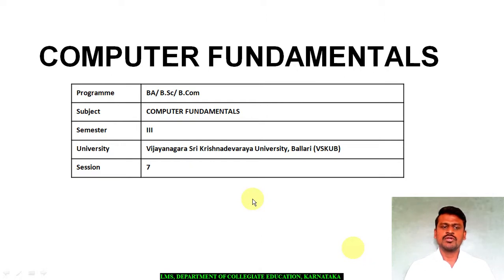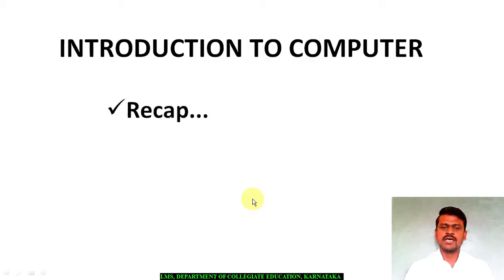So, before going on to today's session, first we will revise the previous class. In the previous class, we learned about the block diagram of a computer. In that, we learned 4 different units, that is input unit, output unit, CPU and memory unit. All these 4 units we learned in detail with some examples, right?